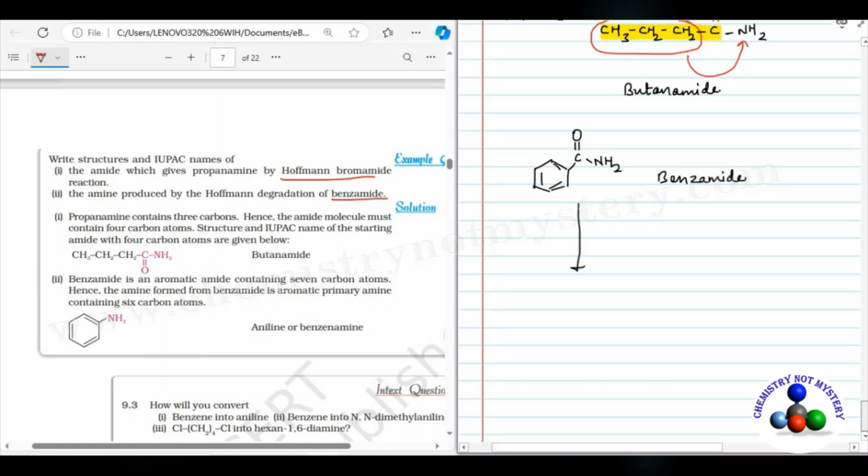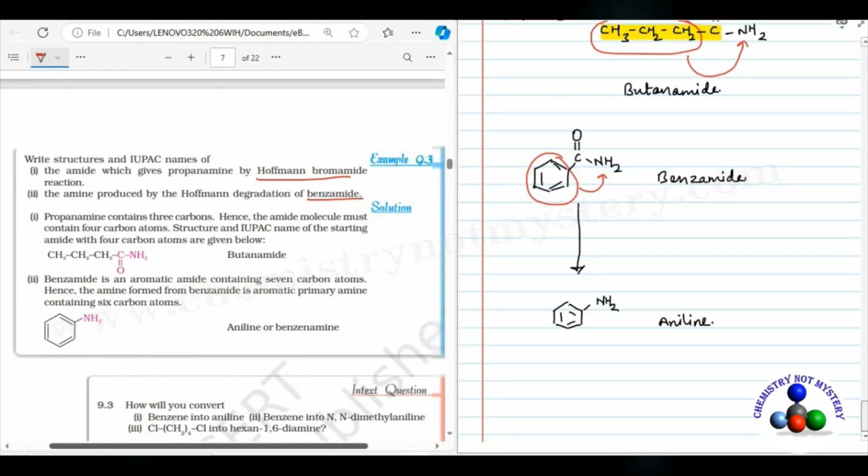So when it undergoes Hoffmann degradation, you have to migrate the alkyl or aryl group which is bonded to the carbonyl carbon to the nitrogen of the amide. So here you will get the structure of the amine. This is benzene, which will migrate to nitrogen. So here you will get NH2. So this molecule will be aniline, also known as phenylamine. Aniline can be prepared from benzamide by the Hoffmann degradation reaction.